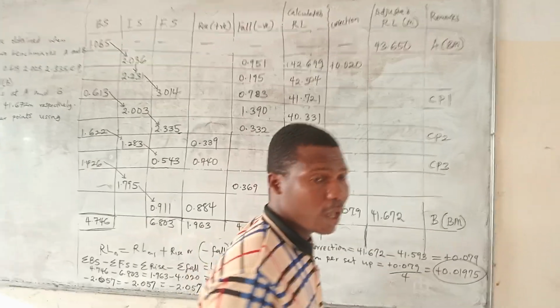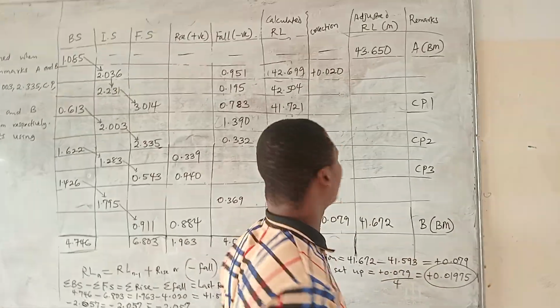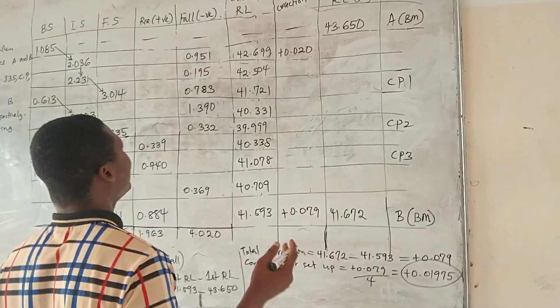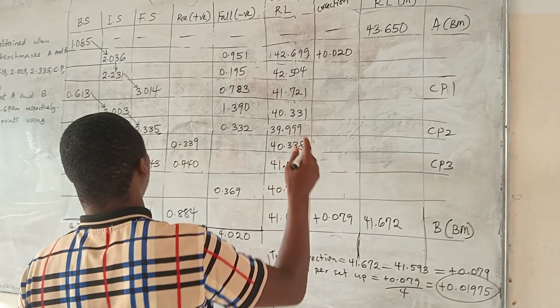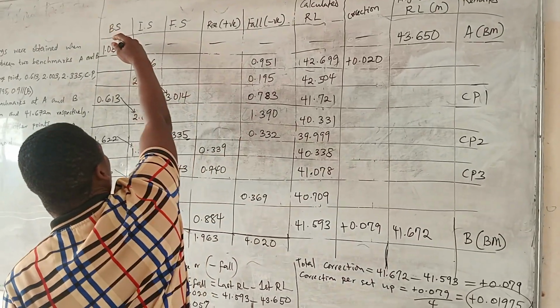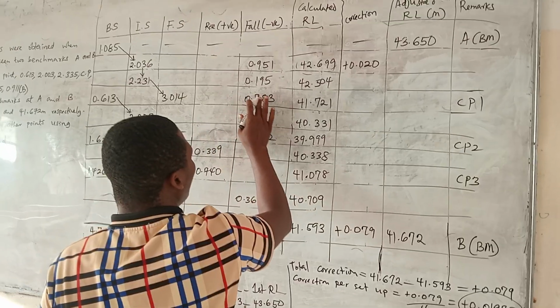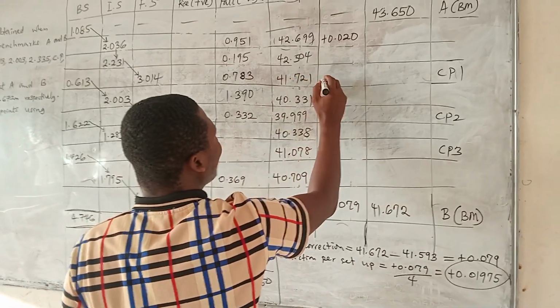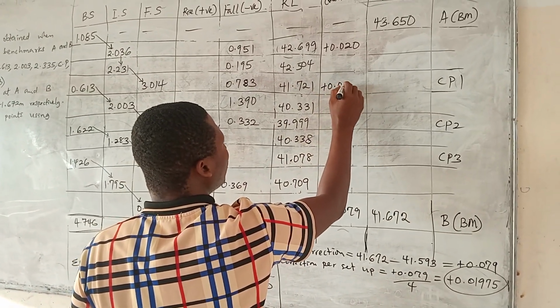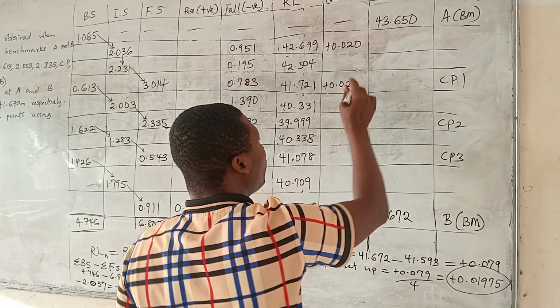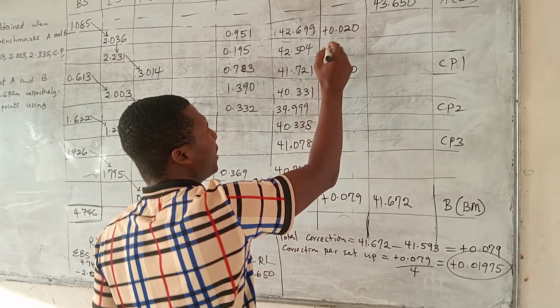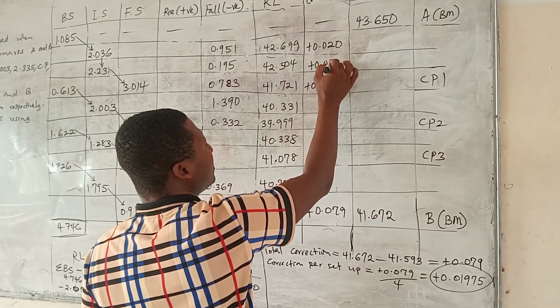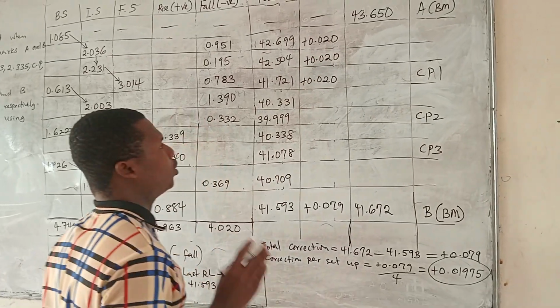Now, where did the first setup stop? How will you know? The way you will know is to trace where the first foresight is. You know the thing started from here, you have the first foresight here. So you keep writing the value until you get to this point. So you stop here. Now, you are done with that first one.